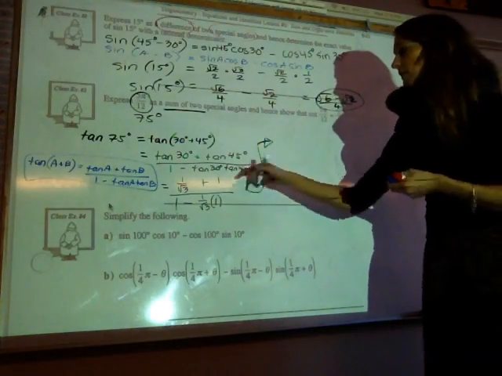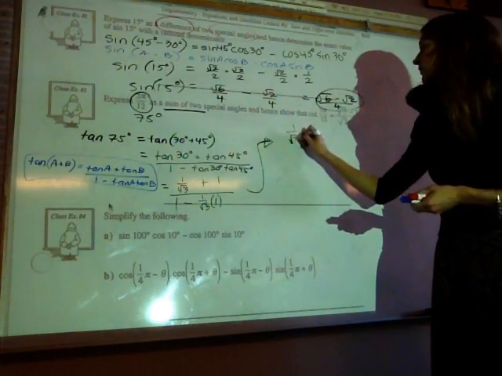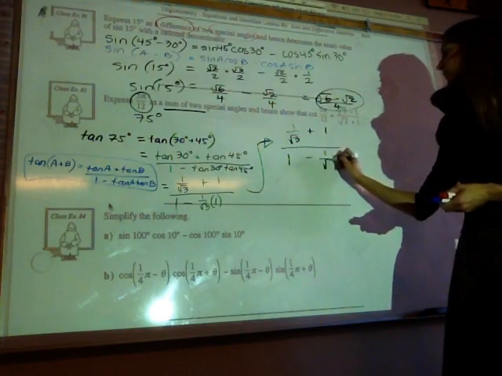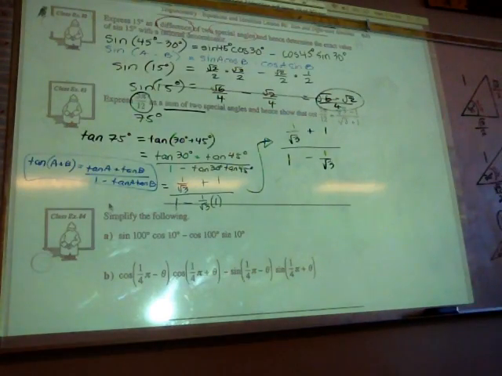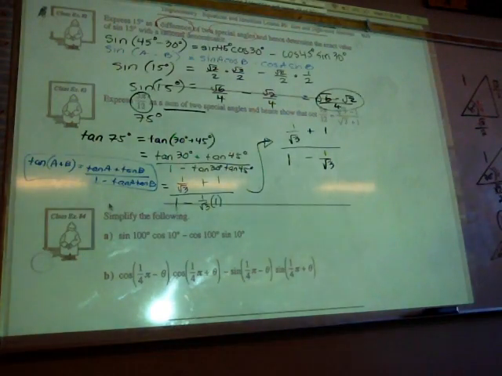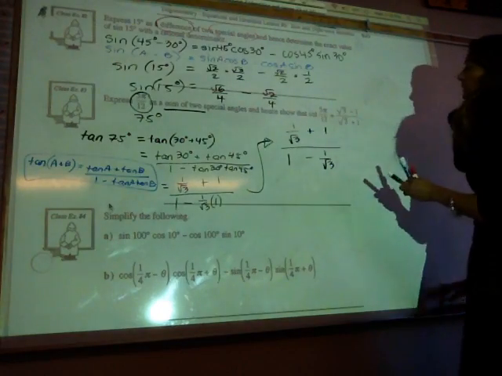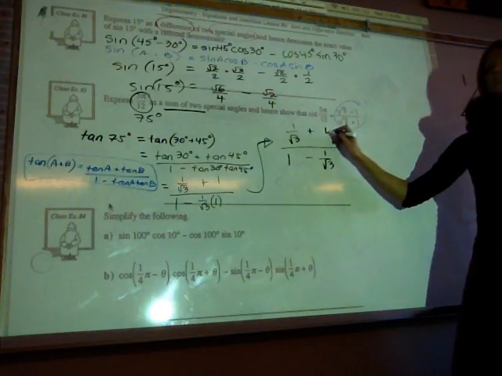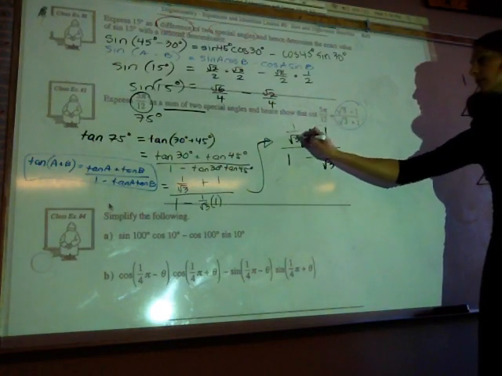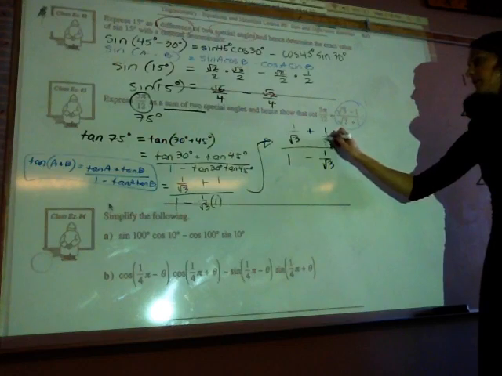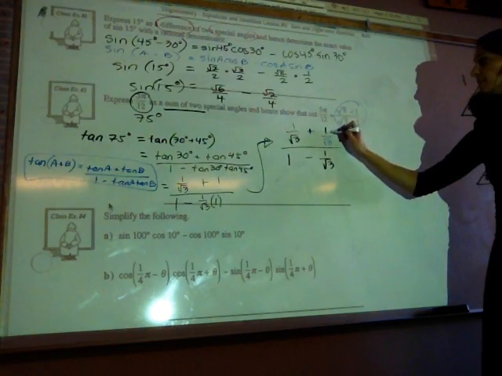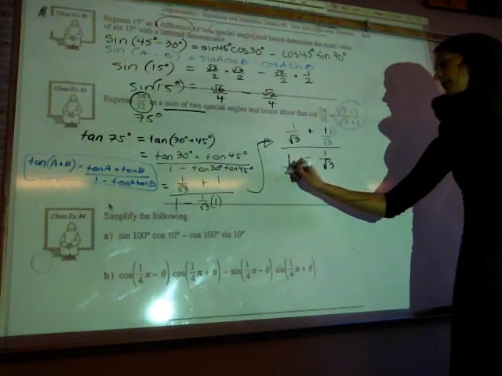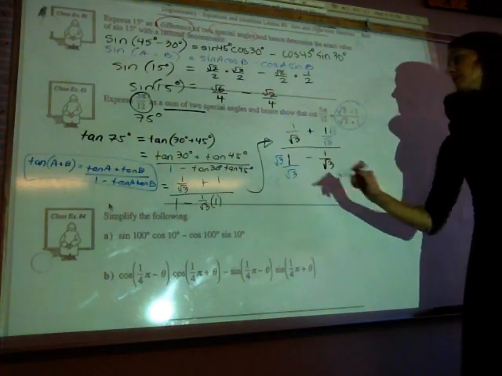Alright, so cleaning things up a bit, we have 1 over root 3 plus 1 over 1 minus 1 over root 3. So in order to get our end goal of root 3 minus 1 over root 3 plus 1, all we have to do is get a common denominator for both terms. So multiply by root 3 over root 3. And here we're going to multiply by root 3 over root 3.